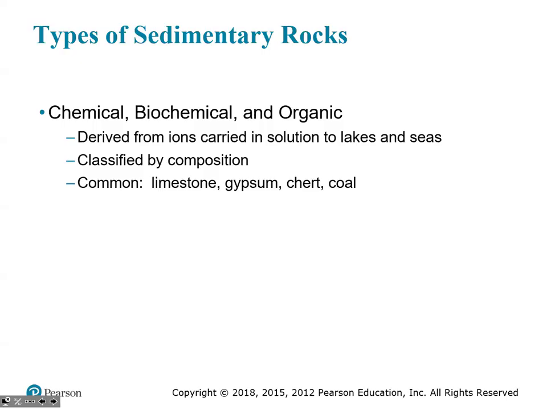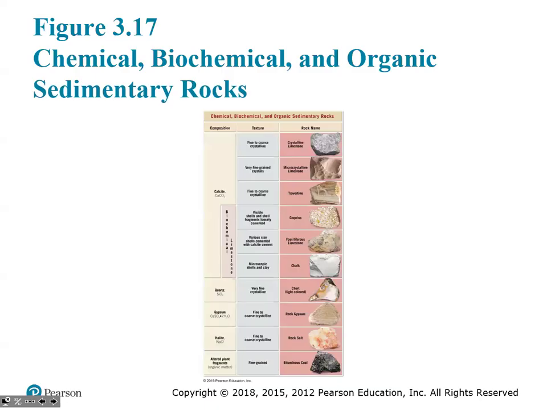And these are classified by their composition. So things like limestone, gypsum, chert, coal, these are all various things where it's settled out. So we can split them. These are chemical, biological, and organic sedimentary rocks. These are all calcite, various types of limestone, basically.